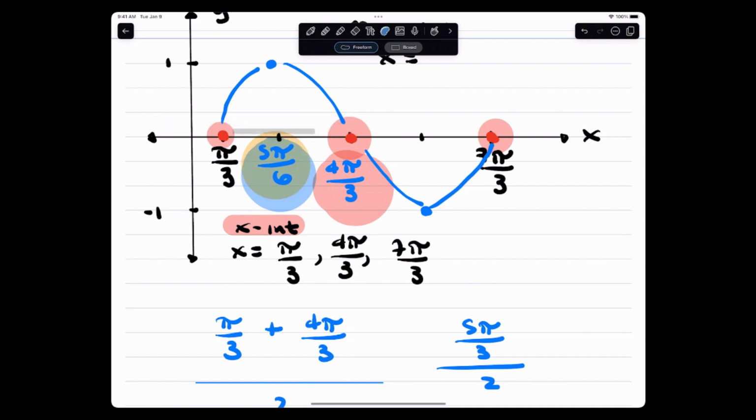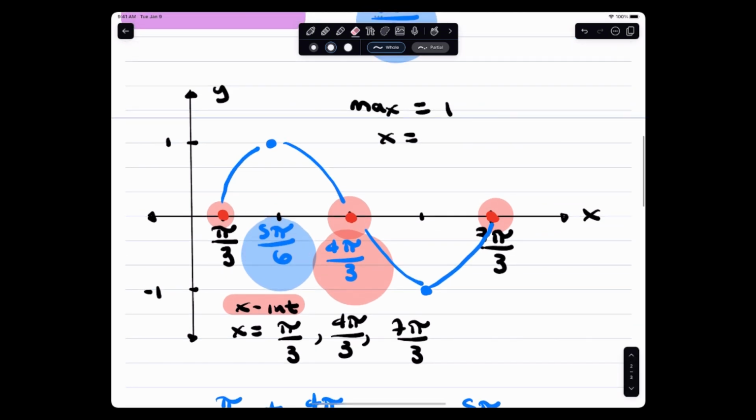That goes here. So that happens when x is what? 5 pi over 6, the maximum value. That's what we're looking for. Easy peasy lemon squeezy.